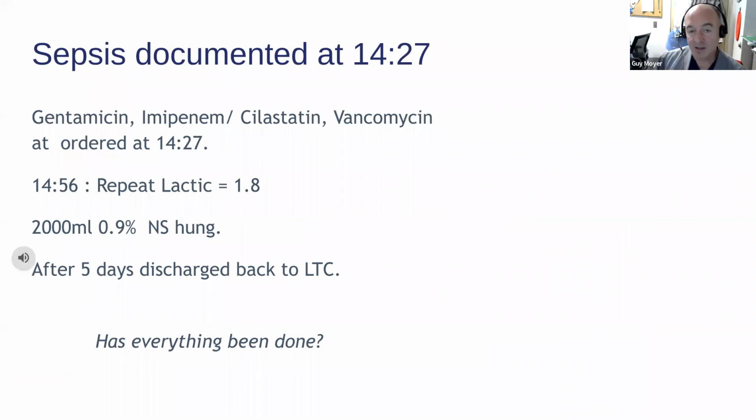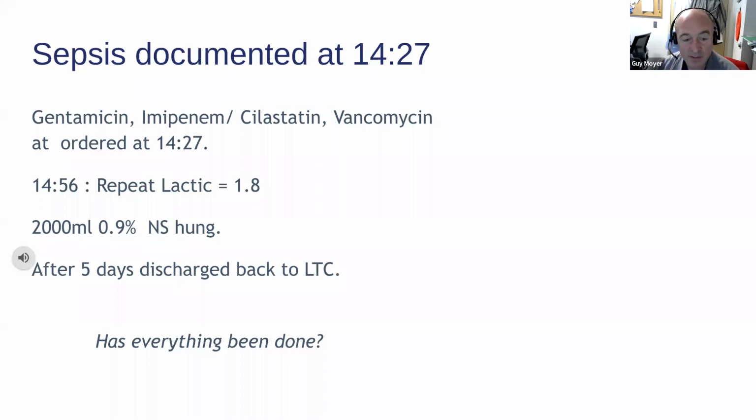So sepsis was documented in the medical record at 14:27. The patient was started on 3 different antibiotics, or 4 different in this case. Gentamicin, imipenem, cilastatin, vancomycin were ordered at 14:27. At 14:56, they did a repeat lactic acid on the patient. They say the repeat should be done within a 4-hour time period. It's better to do it sooner than that. The patient did receive a fluid bolus, 2,000 mLs of 0.9 normal saline, and that was weight-based on 30 mLs per kilogram. The physician did order it correctly. And after 5 days, the patient was discharged back to this long-term care facility.